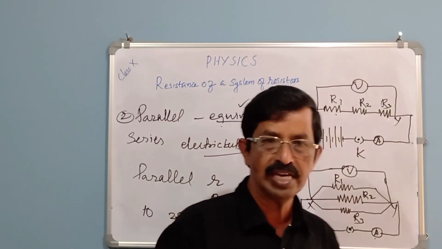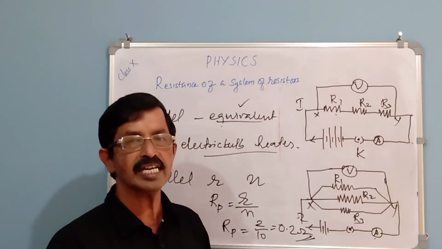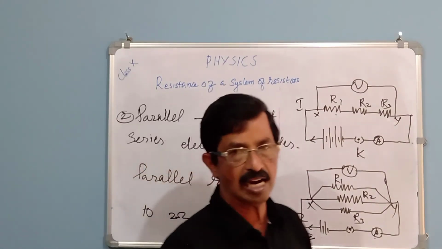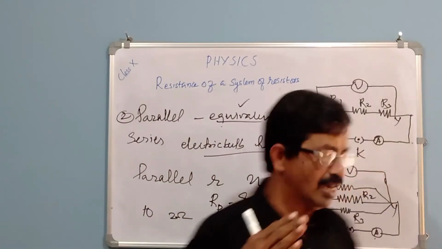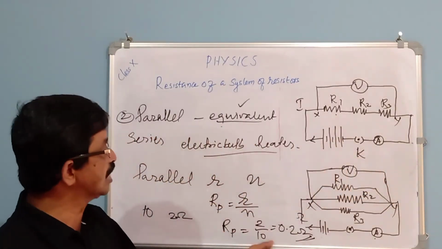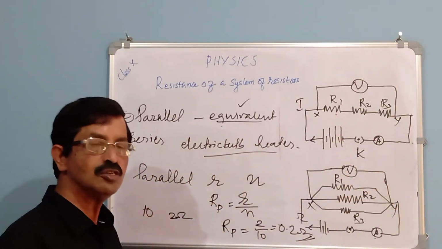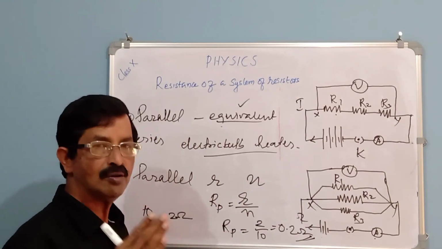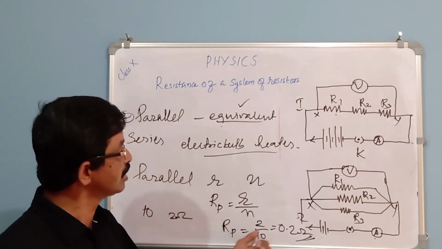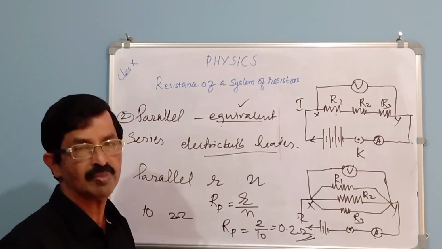So we connect household electric appliances in parallel. That is the main advantage. We can reduce resistance and also get the same power, because the same voltage is getting to everyone.